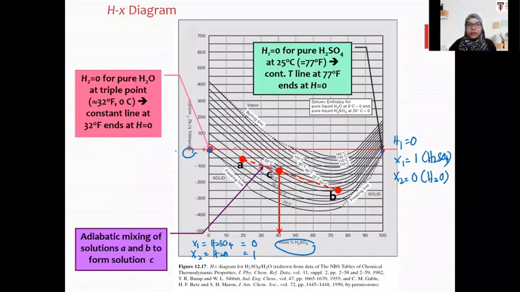Okay, adiabatic mixing, if we have the underlying point, or the straight line between 2 points for the solutions A and B, it gives the point here known as the adiabatic mixing.